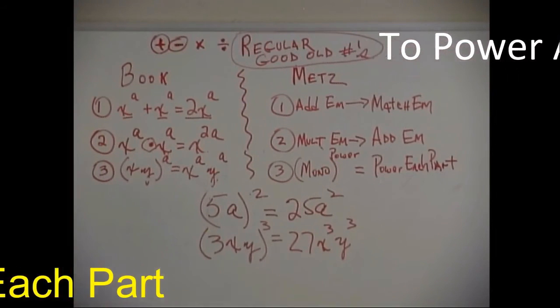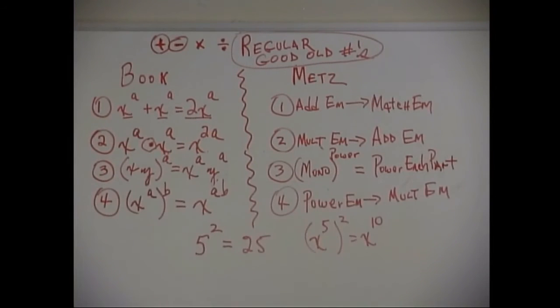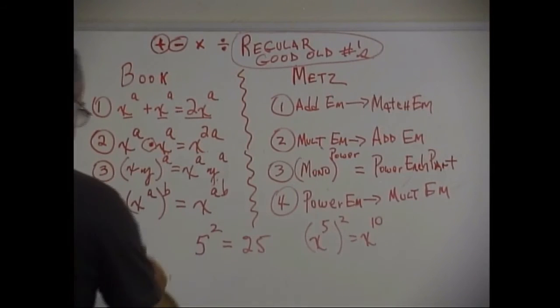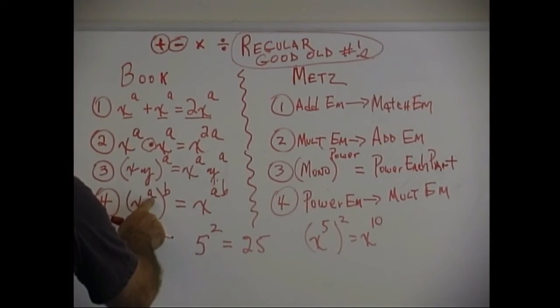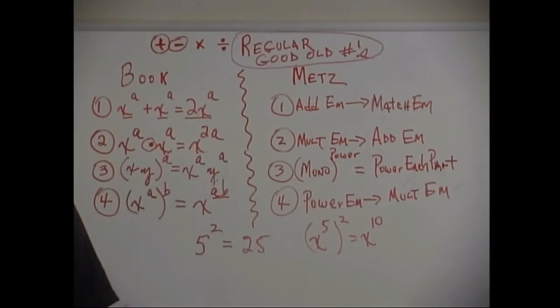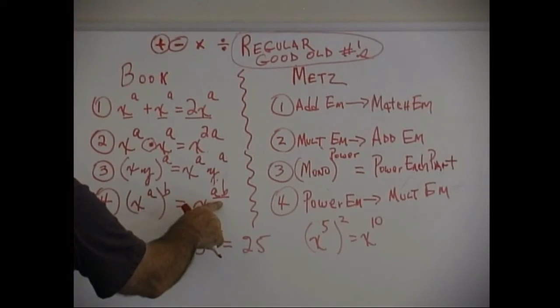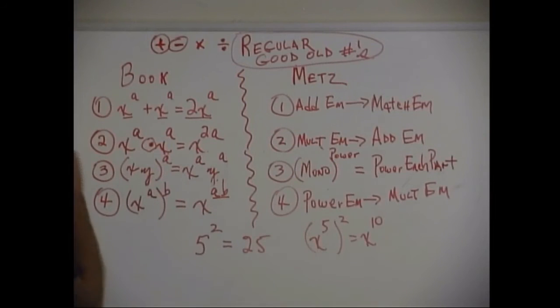Now, to truly understand this rule, we have to do it in conjunction with rule 4, which I'm about to write. Okay, the fourth rule, how do you raise a power to a power? So if I have something that has a power and I raise it to a power, what do I do? And the book says multiply. To raise a to the power to the b power, your answer is a to the ab power, which means multiply.